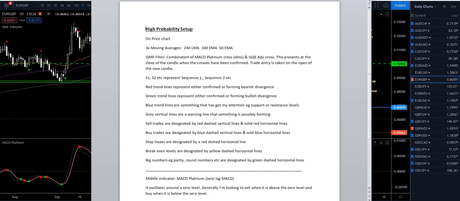So if you're wondering what all the coloured lines, everything means on the charts, here it is again. You can read it, pause the video.